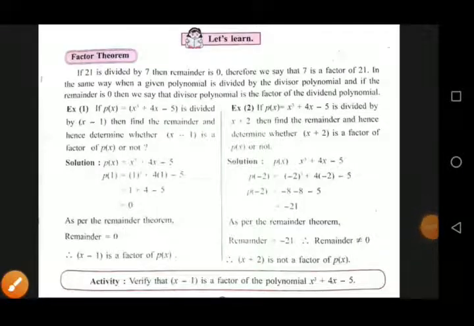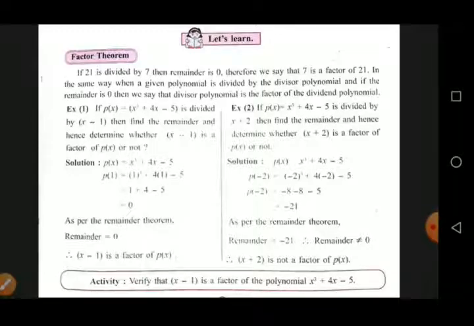Factor theorem. Just now we have seen the division. If 21 is divided by 7, then remainder is 0. Therefore, we say that 7 is a factor of 21. In the same way, when a given polynomial is divided by the divisor polynomial, and if the remainder is 0, then we say that divisor polynomial is a factor of dividend polynomial.